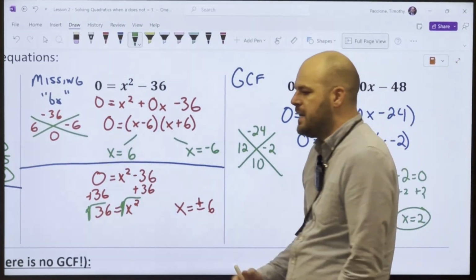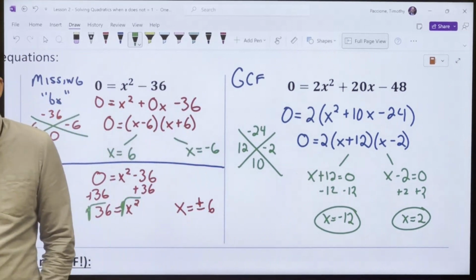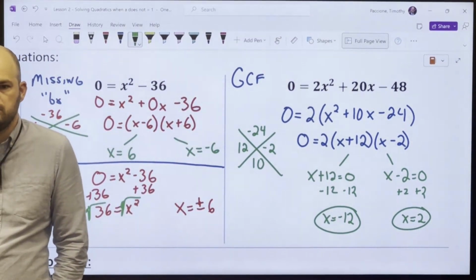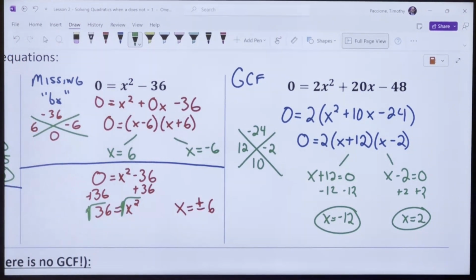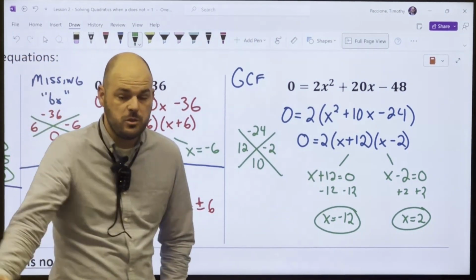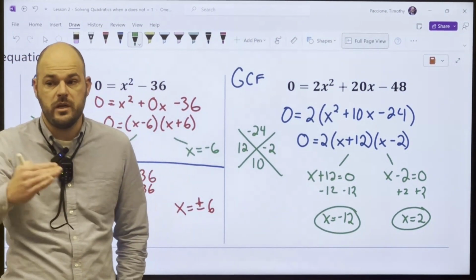Okay, so any questions on the warm-up, on any of those 3 problems, anything that we just did? Yes? So the 2x values at the bottom are final answers. Yes, those are our solutions. Remember what a solution is. A solution is something that makes an equation true.